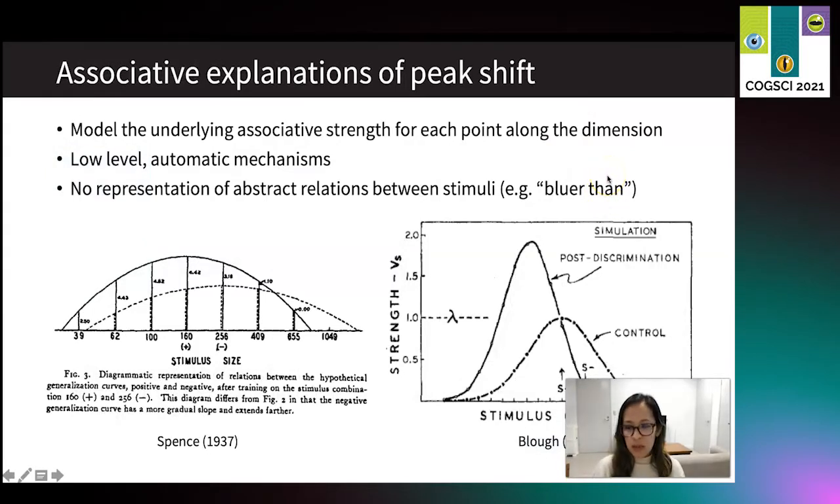Okay, peak shift has been demonstrated a number of times in animals, but it is relatively more elusive in humans. However, when it is found in humans, it is typically explained in associative terms. Associative models can explain peak shift using quite simple mechanisms like associative excitation and inhibition, maybe in combination with error prediction. But critically, they're able to predict peak shift without having to appeal to any abstract relationships between stimuli. These models don't represent any concepts like bluer than or greener than, but they can still predict peak shift.